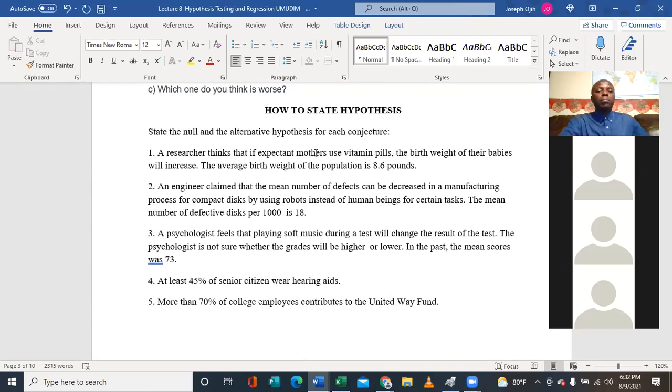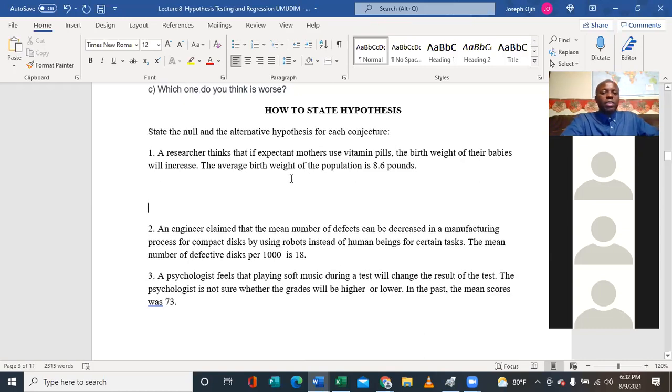This one says a researcher thinks that if expectant mothers use vitamin pills, the birth weight of the babies will increase. The average birth weight of the population is 8.6 pounds. See, will increase. Average birth weight will increase. That's the key word there. He thinks that if expectant mothers use vitamin pills, the birth weight of the babies will increase.